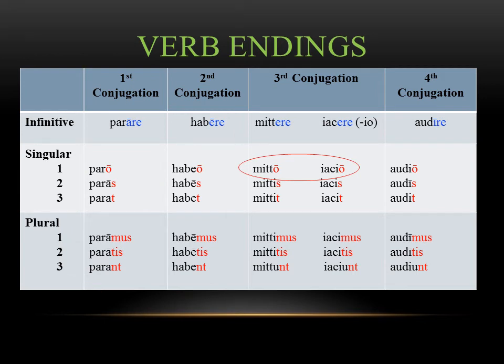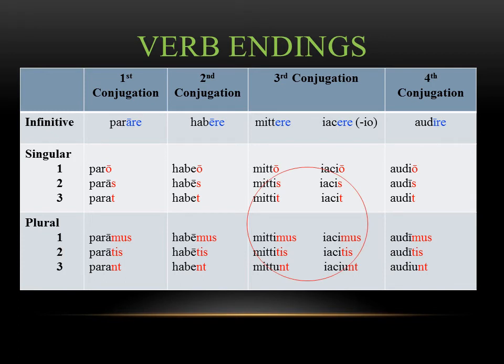In the third conjugation, you want to look at the difference between the column on the left and the column on the right. This is where IO verbs comes back into play. If you notice, on the left with mitto, there's no I in that spelling. The ending is just a simple O. On the right-hand side, with iacere, we've added an I. The first person singular is iacio. This is what's showing you that it's a third conjugation IO. It's literally ending in the letters IO.